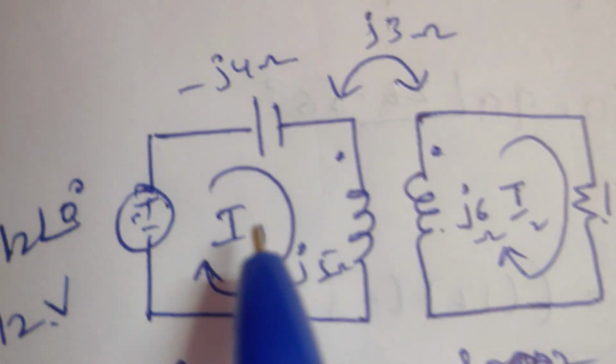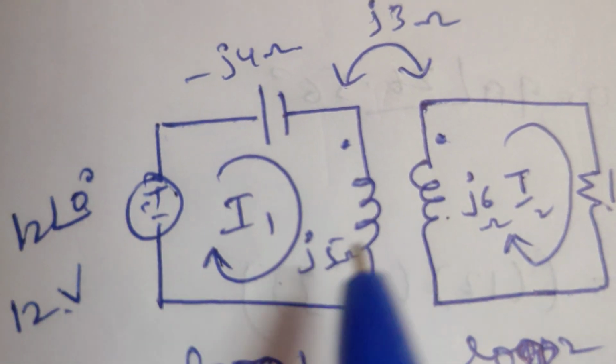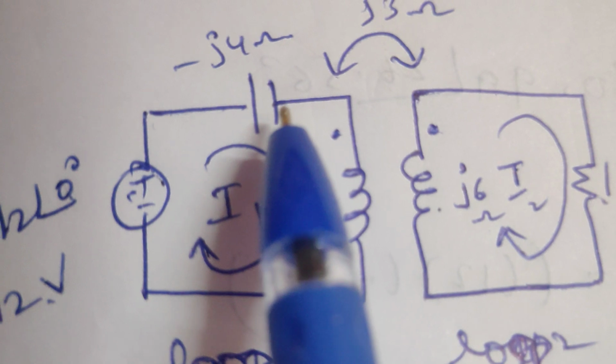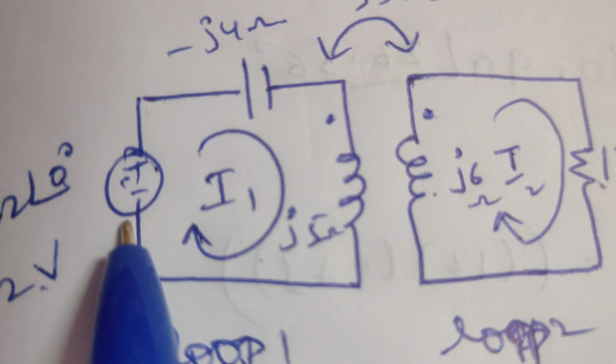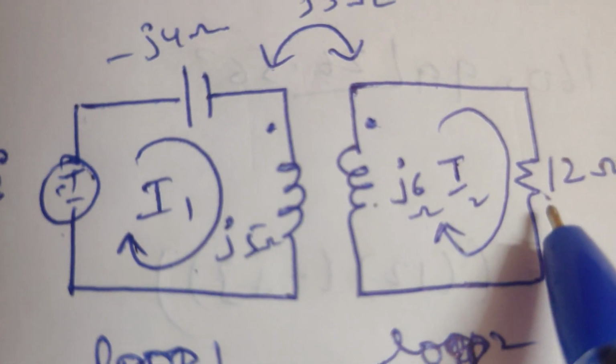Hello everyone. Now I am going to explain how to find the currents of mutually coupled coils. Here two coils are there. One coil is connected in series with this capacitive value, which is again connected in series with the source voltage. And the second coil is connected in parallel with the 12 ohms resistor.